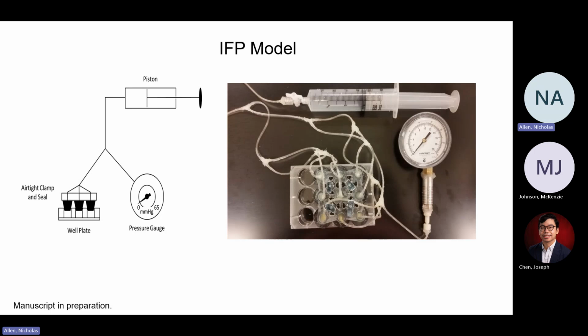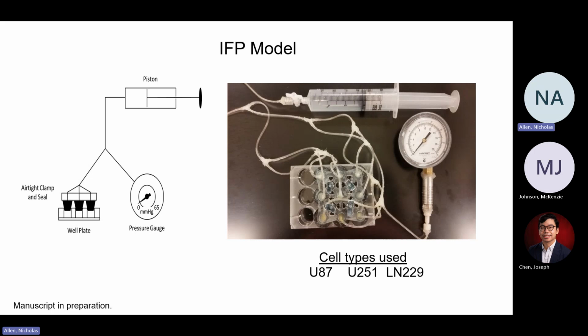This is what the actual device looks like with the different stoppers. Actually, I guess it's a 12-well plate, sorry. This allows us to provide a hydrostatic pressure, which is not necessarily exactly the same as interstitial fluid pressure, but again, this is the model.